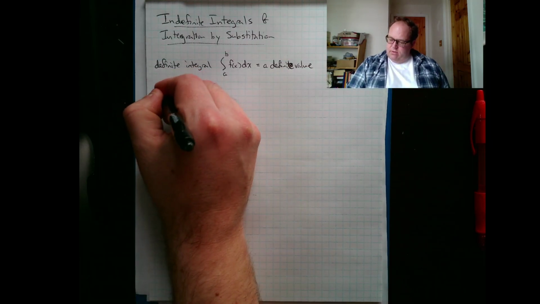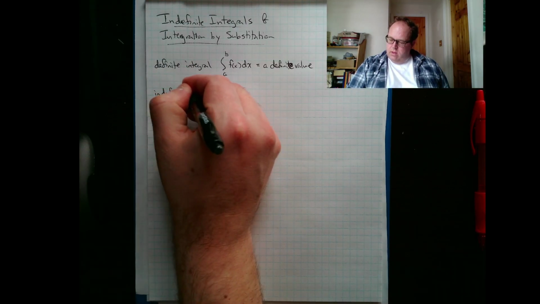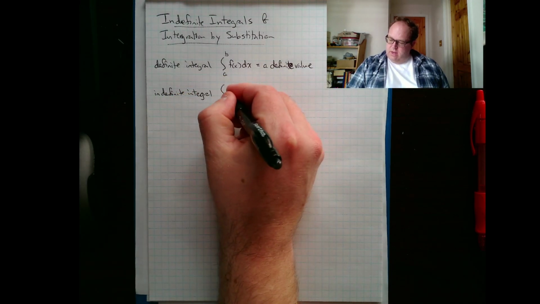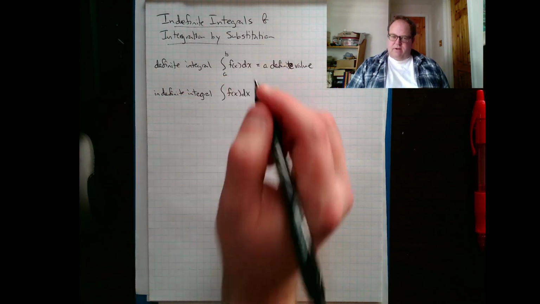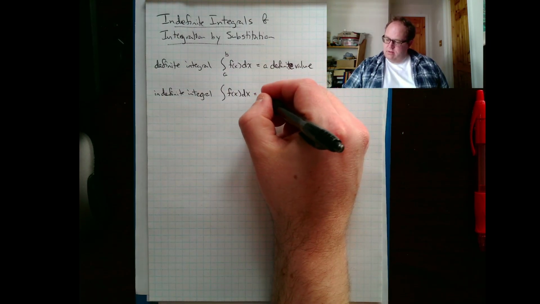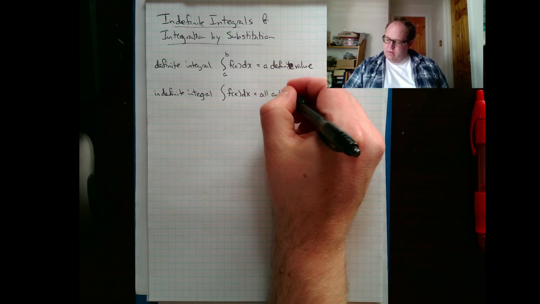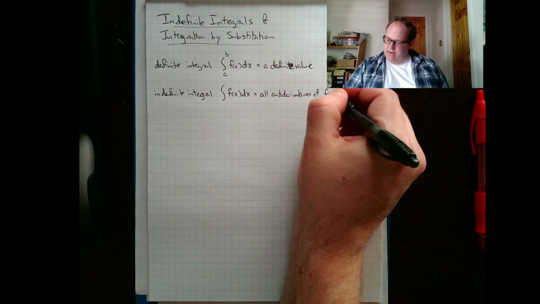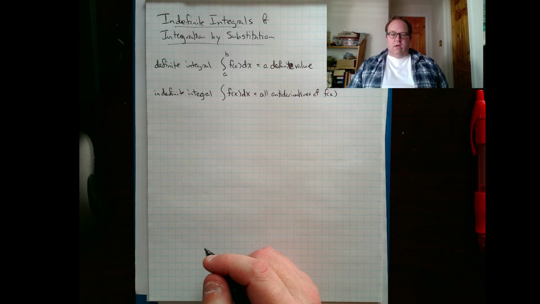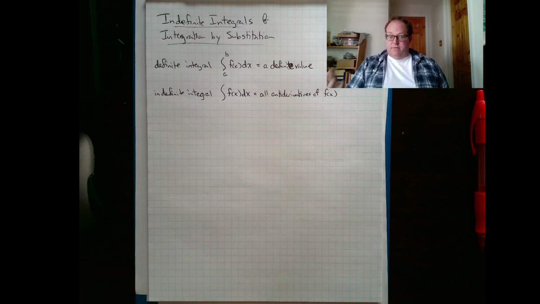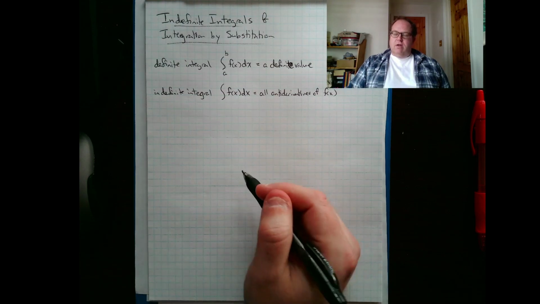Whereas an indefinite integral looks a lot the same. The only difference is that it doesn't have an upper and lower limit given to it. But what this represents is all antiderivatives of f of x. So this really is exactly what we were doing before when we would find the antiderivative of a function. We would anti-differentiate. Same as integration or indefinite integration.